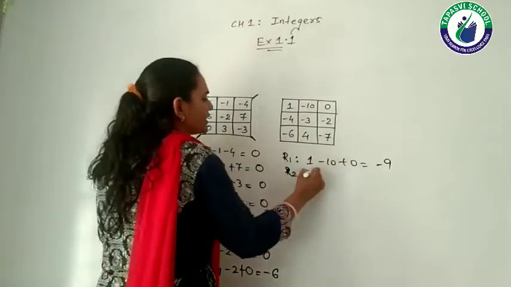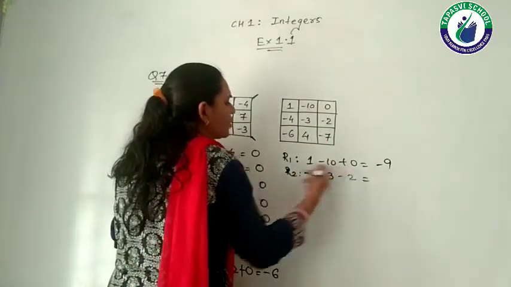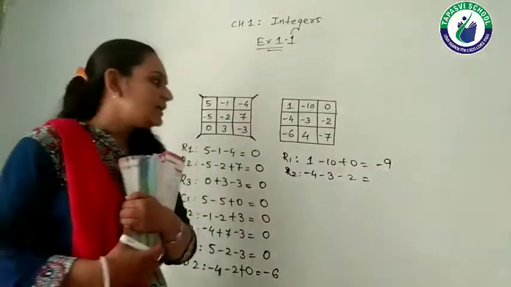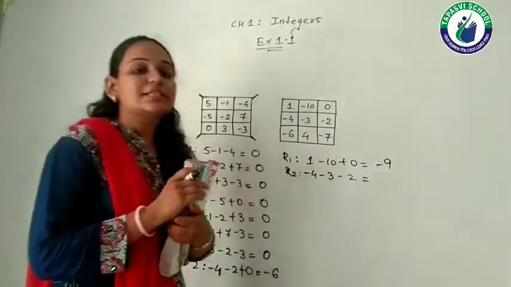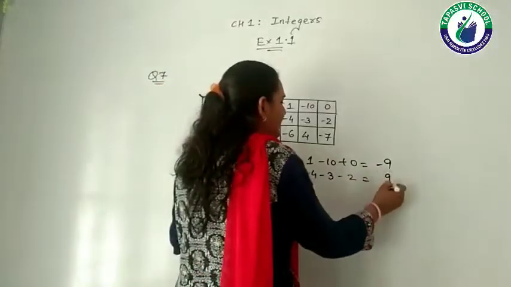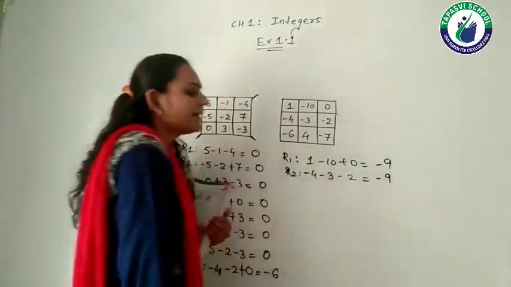Now row number 2. Row number 2 is -4, -3 and -2. All of them are having the negative sign. So we'll be adding them. 4 plus 3 is 7 and 7 plus 2 is 9. We will be adding them and we'll be giving the sign to it, that is minus.